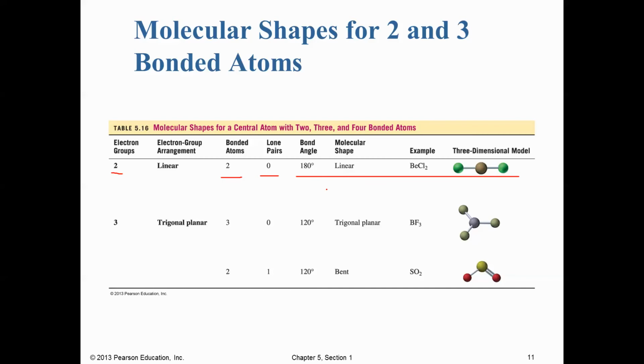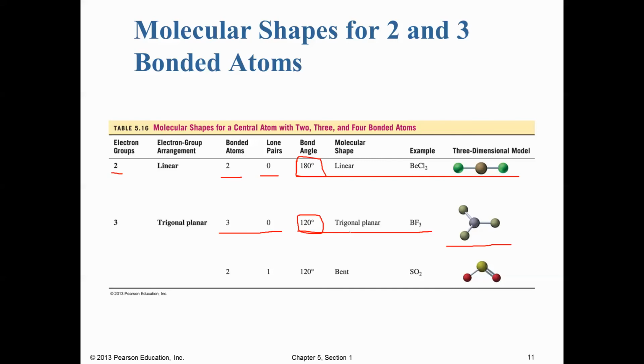Again, if our dot structure has 2 bonded atoms and no lone pairs about our central atom, it's going to be linear. Now, if we have 3 bonded atoms and no lone pairs, our shape is going to be trigonal planar. It's going to look like a flat triangle. Trigonal planar just translates into flat triangle. And our bond angles here are smaller. We can only get 120 degrees between things instead of 180.